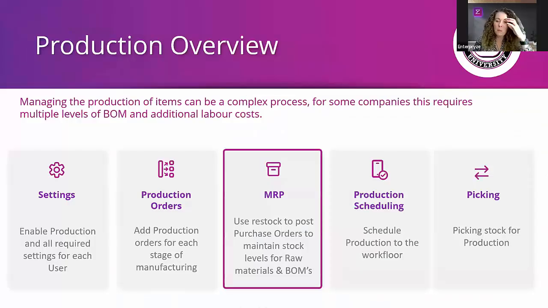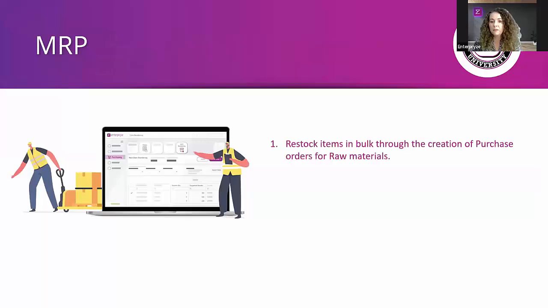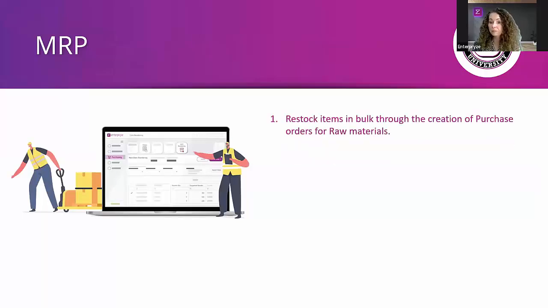Okay, so the MRP. So just to remind you about what this is utilized for, which is for restocking your raw materials or for bulk production of bill of materials. So the MRP itself, this is where you can restock items in bulk. So this is through the creation of purchase orders for your raw materials, or through the creation of production orders in bulk for your bill of material items.